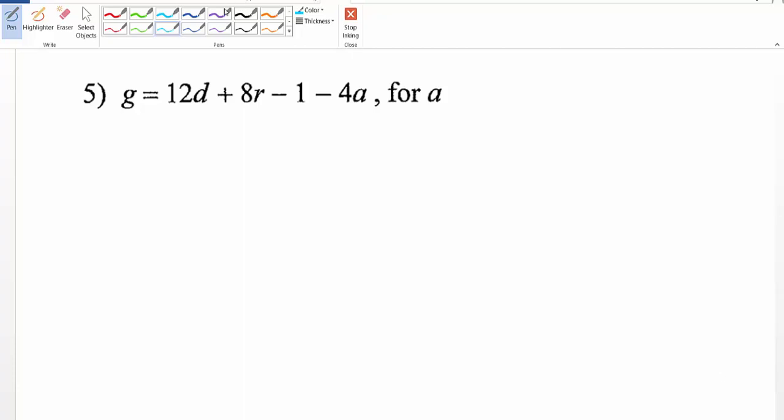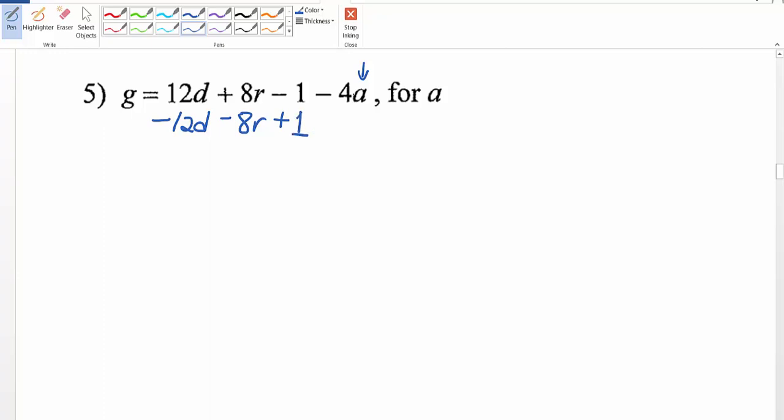Here we are at example 5 from our 0.4 set of notes. We're asked to solve, in this case, for a. So we want to get a all by himself, and we notice that we have a bunch of stuff that really has nothing to do with a. So we can go ahead and then subtract all this stuff over to the other side.